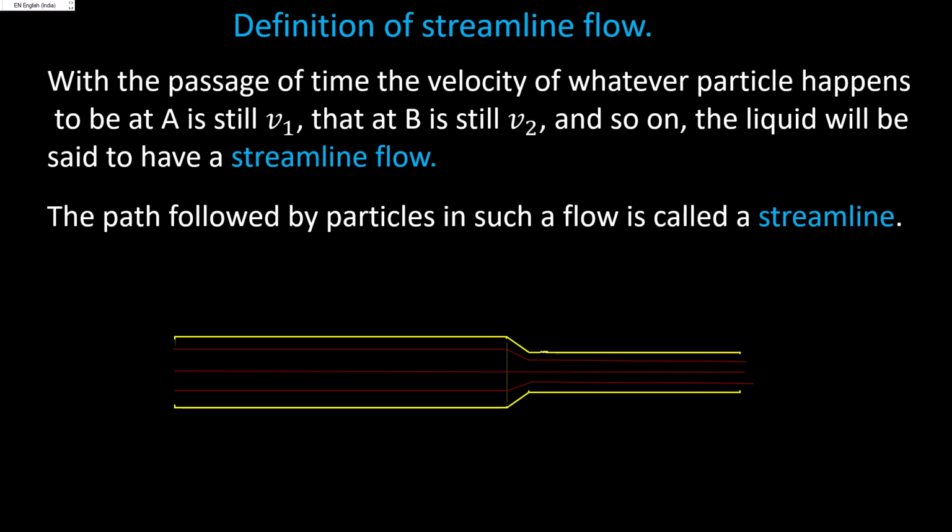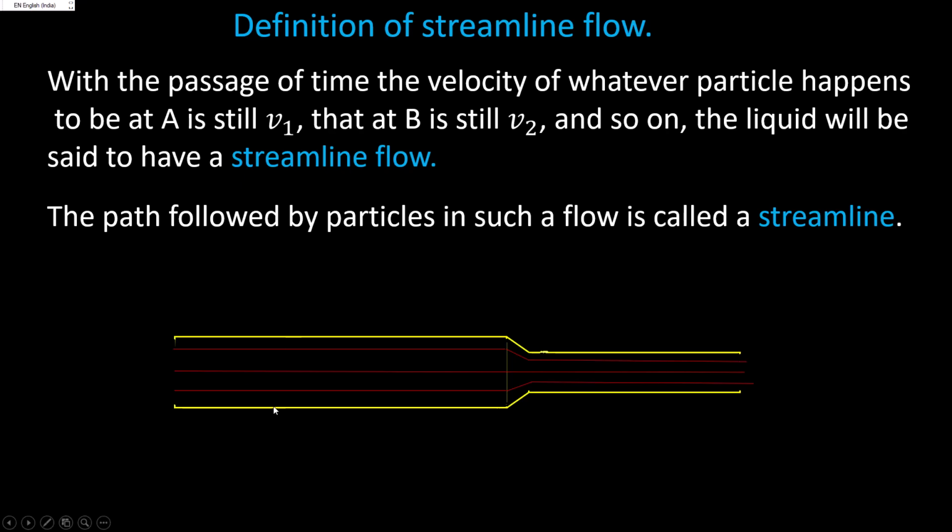Now, definition of a streamline flow. With the passage of time, the velocity of whatever particle happens to be at A is still v1, and that at B is still v2, and so on. The liquid will be said to have a streamline flow. The path followed by the particles in such a flow is called a streamline.